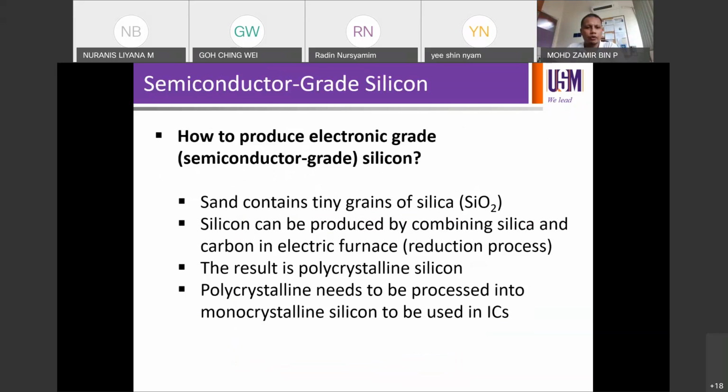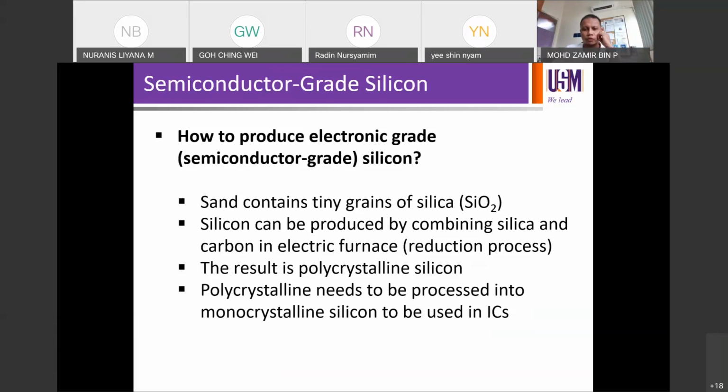So now, how do we produce electronic grade or semiconductor grade silicon, or 9N silicon? We know that sand contains tiny grains of silica. Sand is SiO2. To be able to fabricate silicon ingots and silicon wafers, you need to have sand in the first place. So if you have the sand as the precursor and you have the equipment, you can actually fabricate your own silicon wafers.